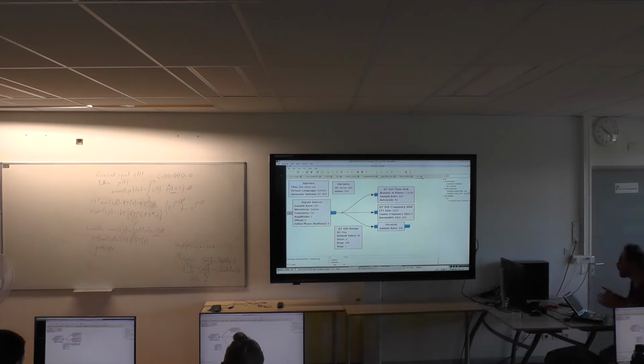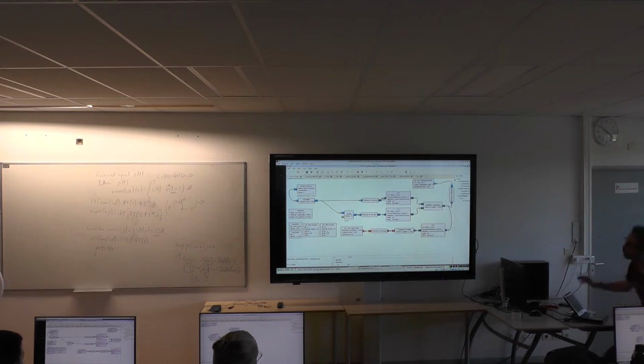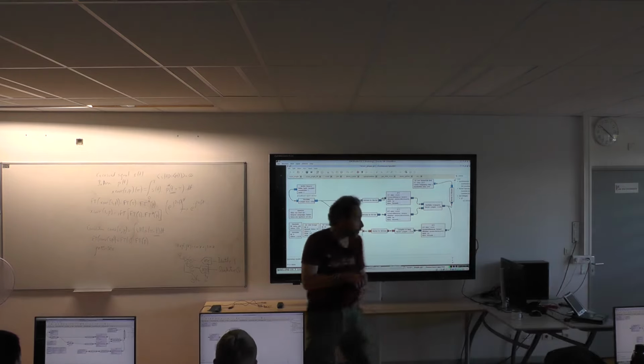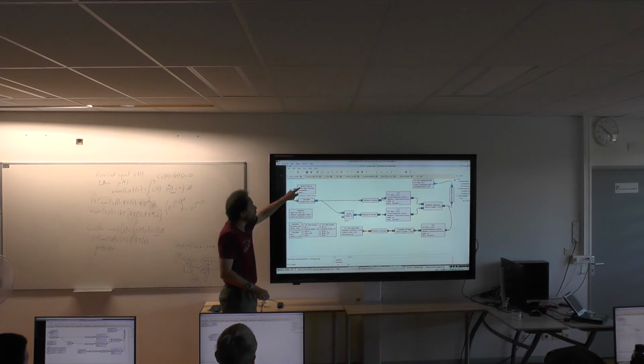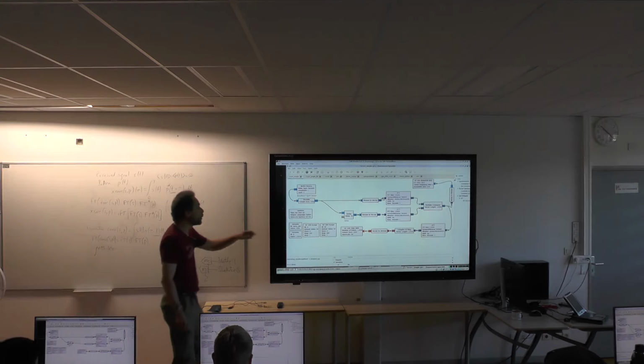So now that we've done this, let's go to the first example over here. I prepared this first example for you so we don't waste too much time searching for the blocks. But it's exactly what we just said. You take a noise source, so a non-repeating sequence, and you throttle because you want to slow down the CPU. And remember, the objective of this lab session is to measure delays. So you introduce a delay.